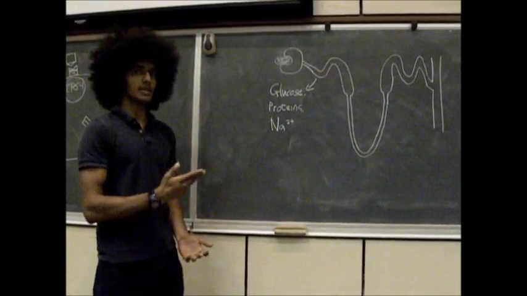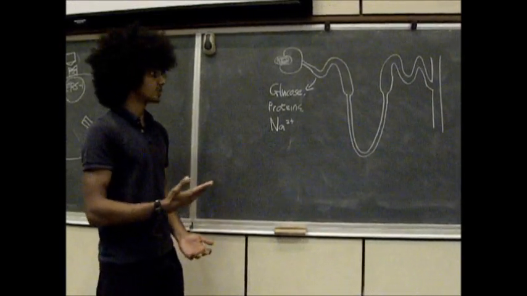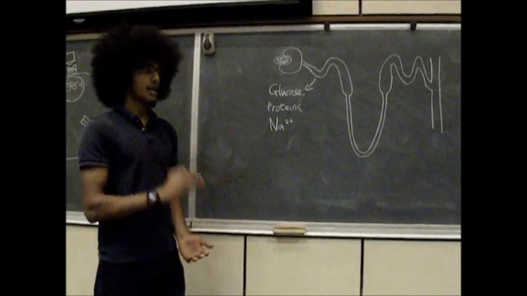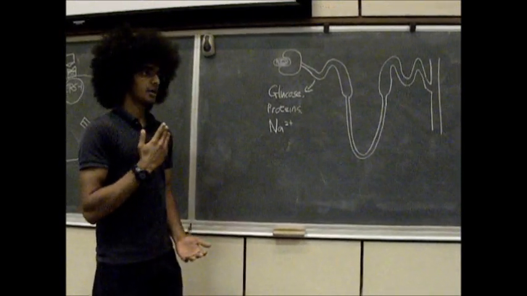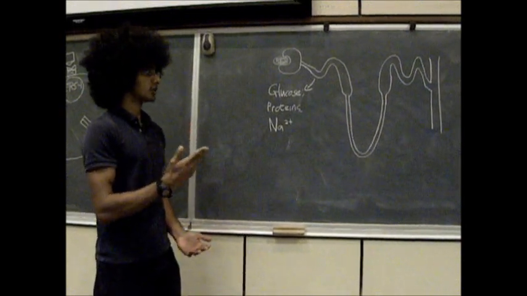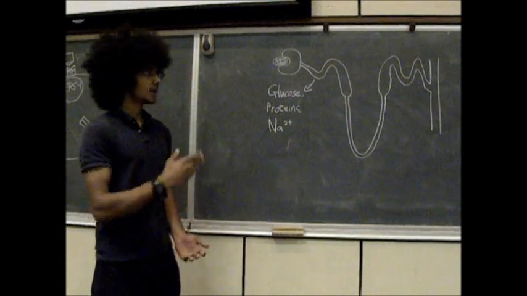Now, glucose is actively reabsorbed from the proximal convoluted tubule by transporters. If you have a high level of glucose in your PCT, then you're also going to have saturation of these transporters. If you have saturation, then you're going to have glucose left behind in your proximal convoluted tubule.